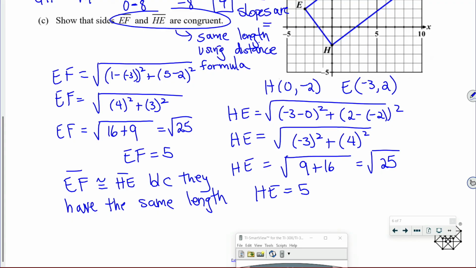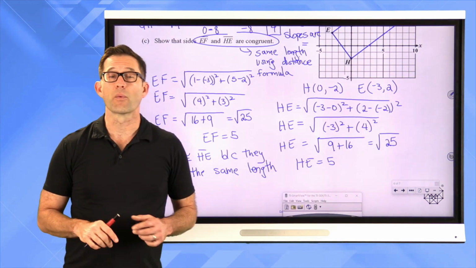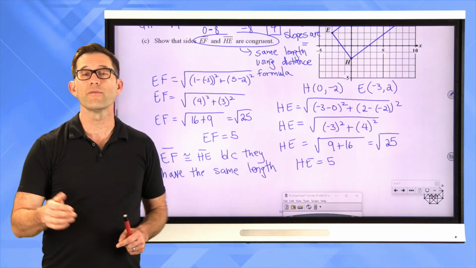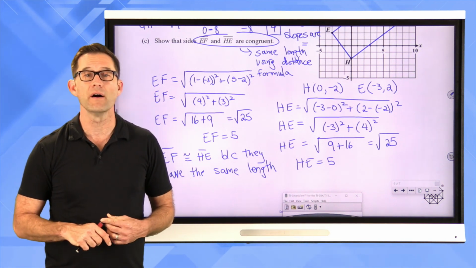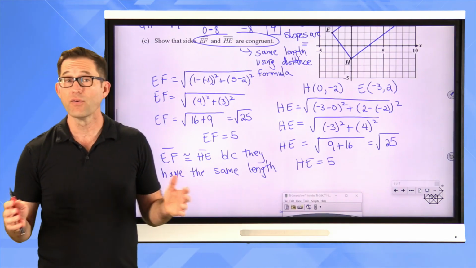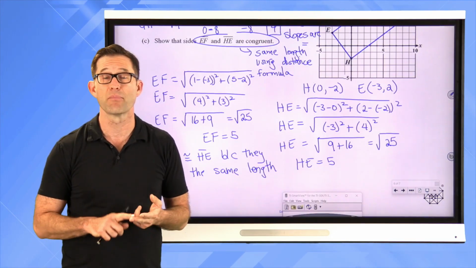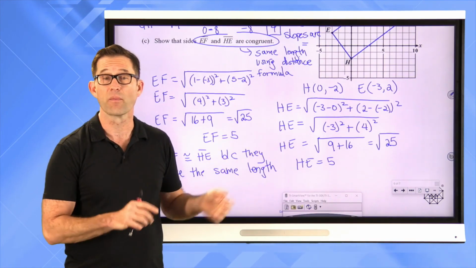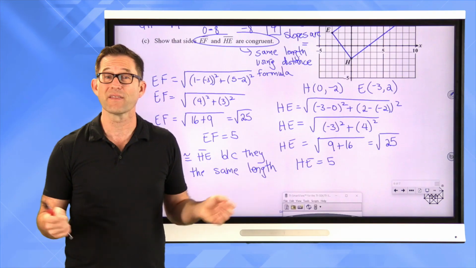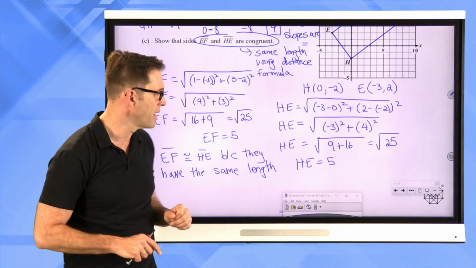We're going to be doing a lot of work like this in Unit 6, where we try to either prove or verify particular properties of quadrilaterals by using coordinate geometry. And those three major tools: the slope, which will tell us about parallelism and perpendicularity, the distance formula, which will tell us about distance or lengths, and finally the midpoint formula. But we're going to leave that one alone for right now.